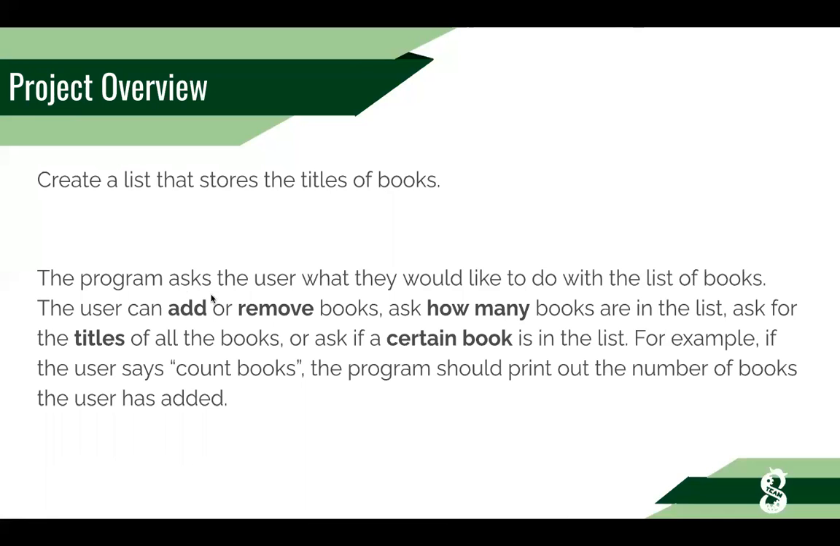So the program asks the user what they would like to do. You'd have a prompt, for example, what do you want to do? Then the user can say these things: add, remove, how many, titles, or certain book. You'd have an if statement. If input is add, then do this. You'd call add book, which would add a book to the database. After you add something, you could ask another input: what book do you want to add, what book do you want to remove, or what book do you want to find out if it's in it? And then you would print it out.